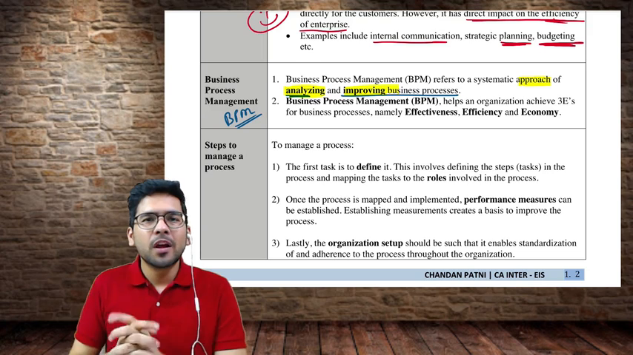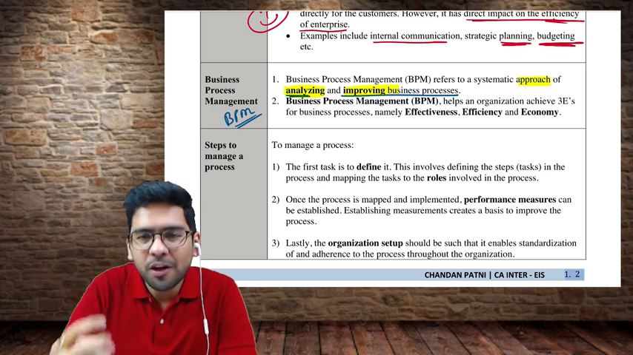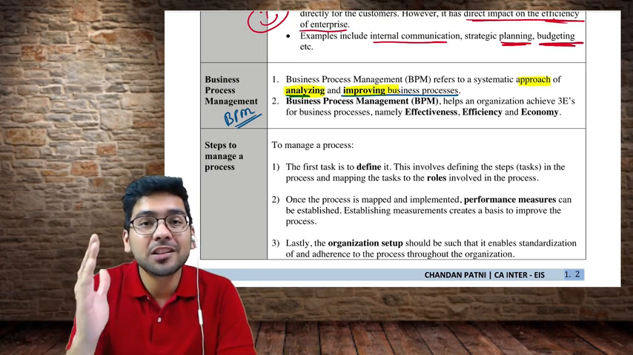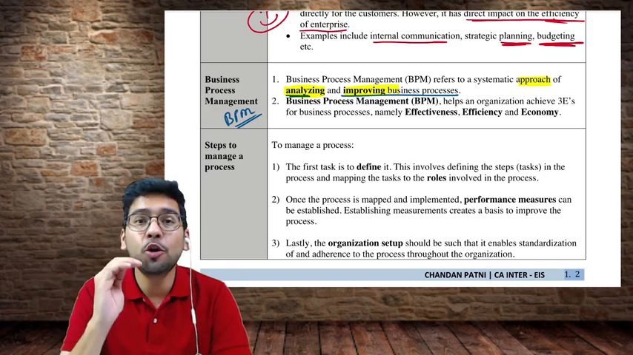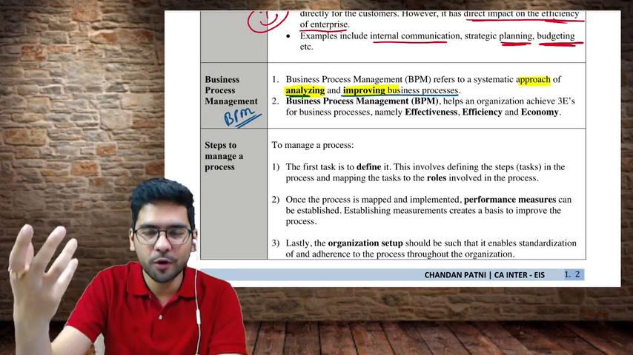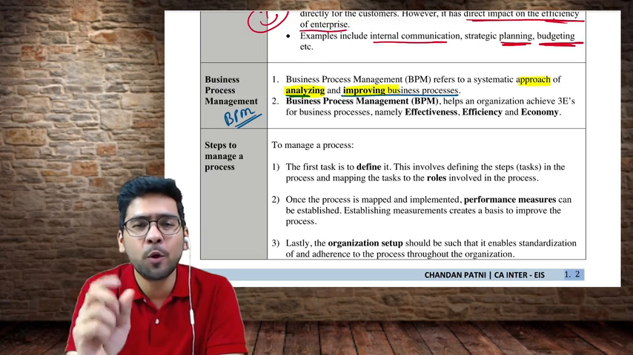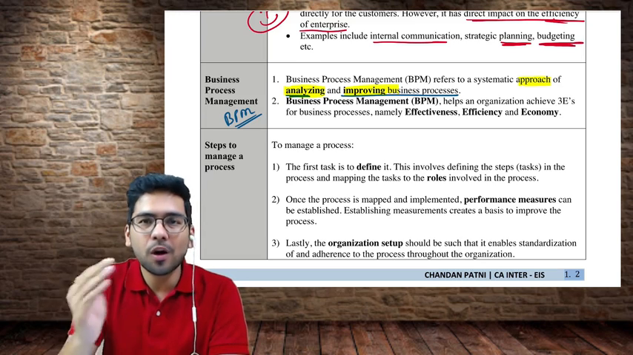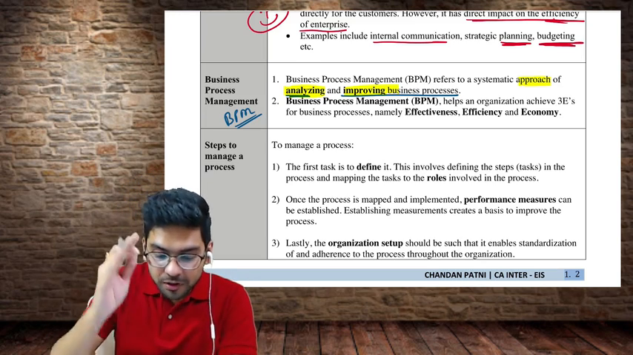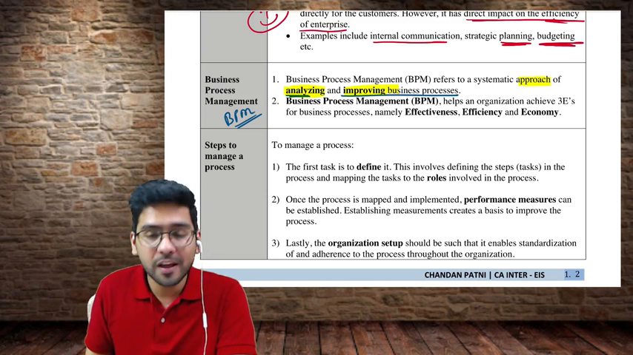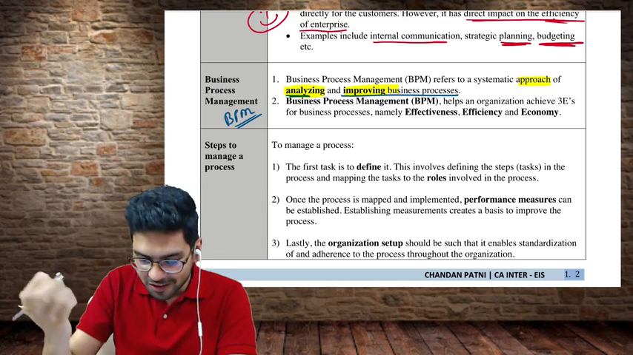Okay, so the more refinement you make in your processes, the better it is going to be for the organization. So when you do a BPM and you improve your processes, it is going to help you in achieving the 3 E's. Now, what are the 3 E's? Let us understand. Business process management helps an organization achieve 3 E's. What are the 3 E's?